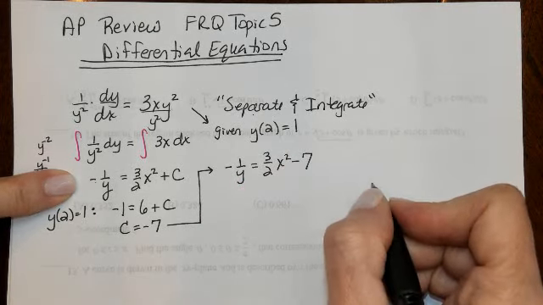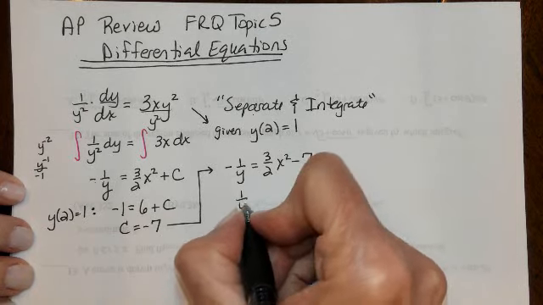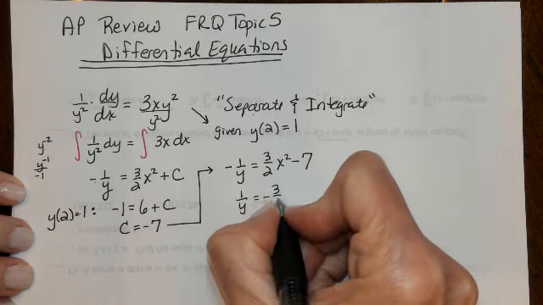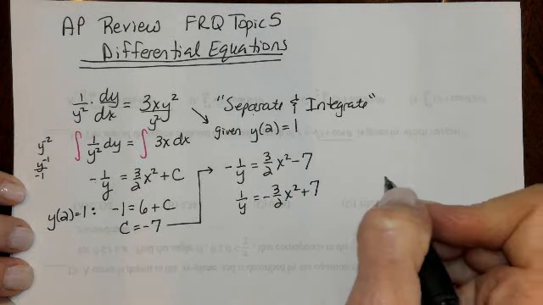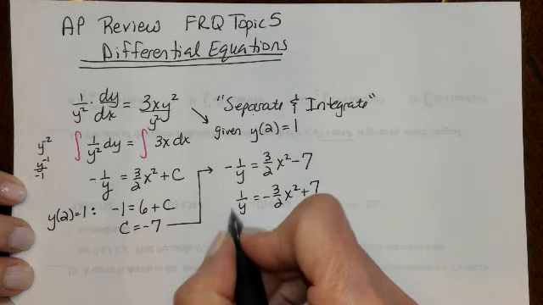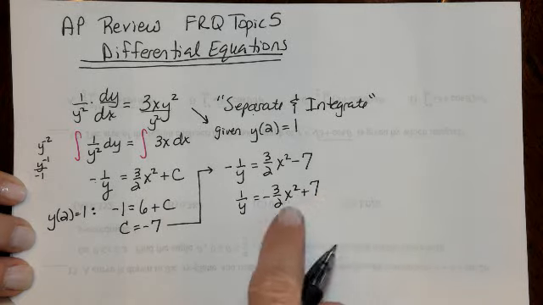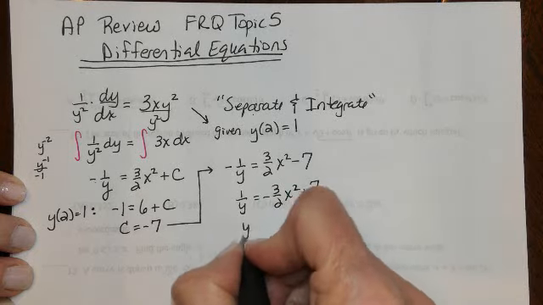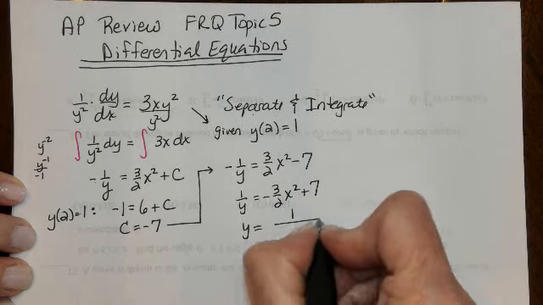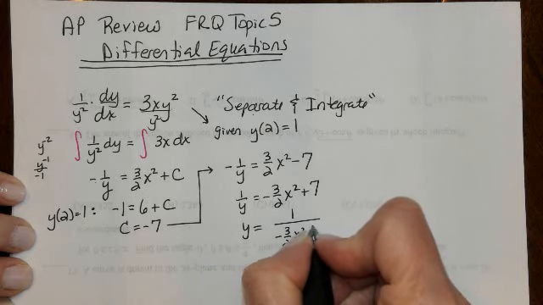And now I'm going to solve this for y. So multiply both sides by a negative 1. And then to solve this for y, I'm going to multiply both sides by y and divide both sides by this entire side. So I will get y is equal to 1 over that entire side.